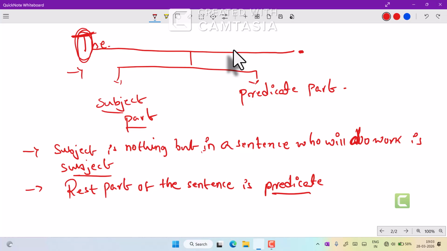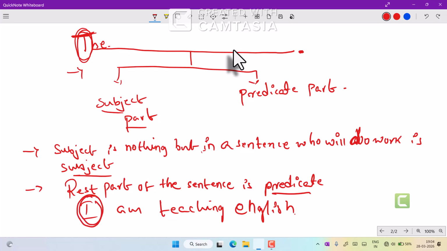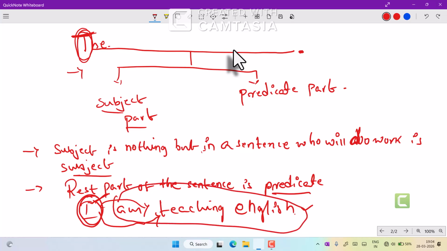For example, I am teaching English. Now you see here, we know who: I am nothing but a person. A noun can be, or a pronoun can be. So he is the only one teaching, right? So the person who is doing work in the sentence is the subject. And the rest, this part, is the predicate part.